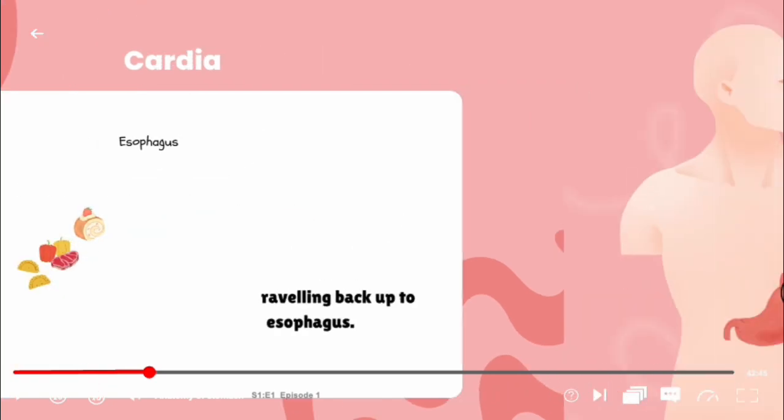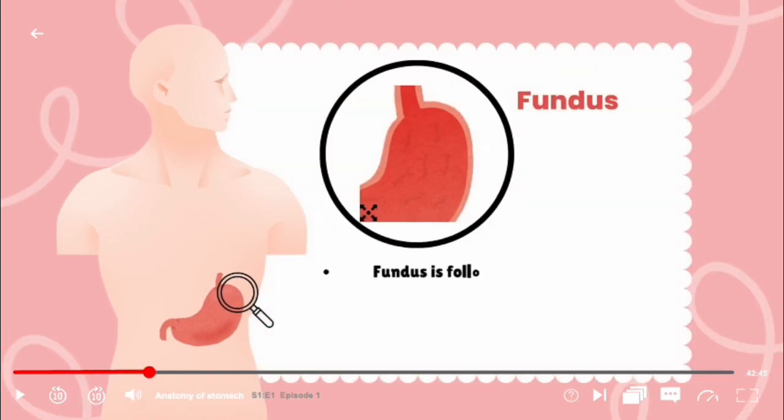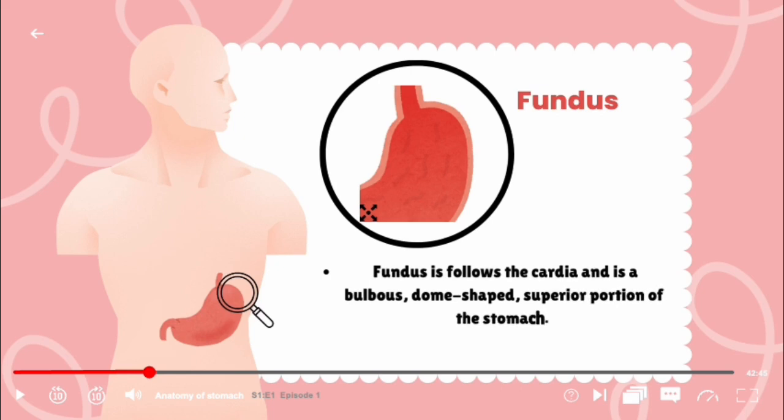Next, the fundus. Fundus follows the cardia and is a bulbous, dome-shaped superior portion of the stomach. It is located below the diaphragm. The dome-shaped muscle helps in breathing.